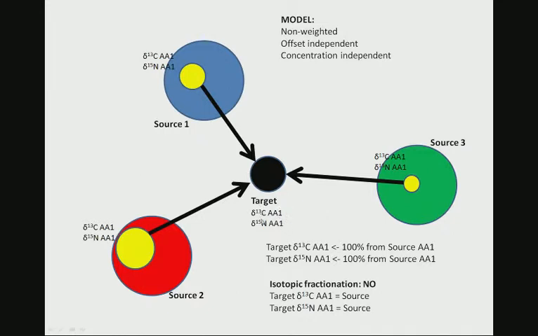Carbon and nitrogen isotopic ratios measured in an amino acid which I call amino acid 1. This is just as an example. Now the sources contain the same amino acid 1, and that's our fraction. And in this fraction, two isotopic signals were also measured. That's the carbon and the nitrogen isotopic signal, like in the target.